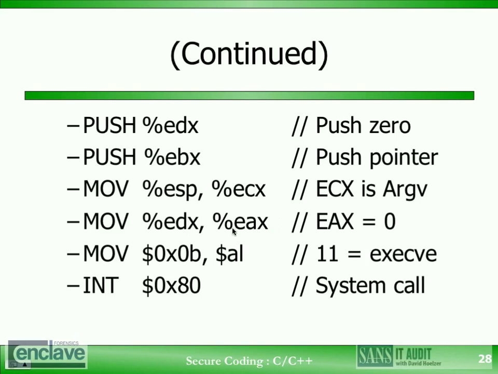Now, why did I do that? Look at the very next line. The very next line moves a byte value into the lower byte of the extended AX register. Here's the reason we've done this. We could have done it in just one line. We could have moved 0x0b into EAX. However, that opcode itself is going to contain nulls.